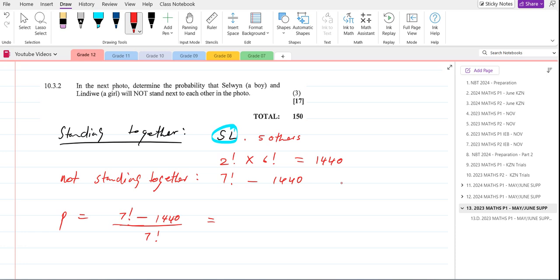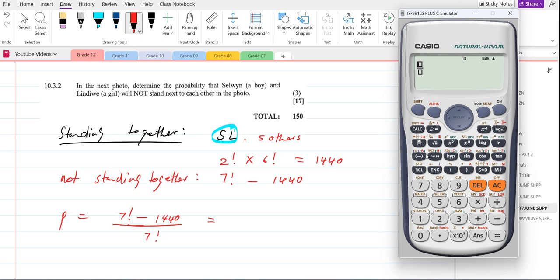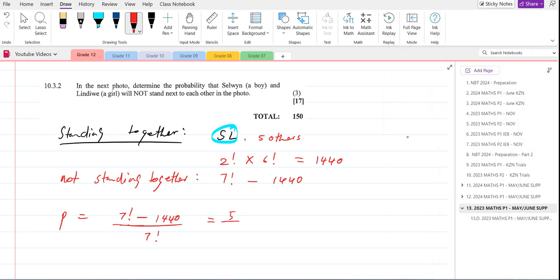So my answer now is, what is 7 factorial minus 1440 over 7 factorial? Let's check. 7 factorial minus 1440 over 7 factorial. I'm getting an answer of 5 over 7. Nice, neat answer. Alright, so I hope you guys understood that.